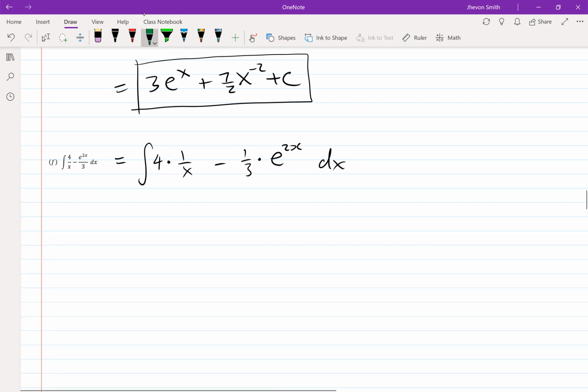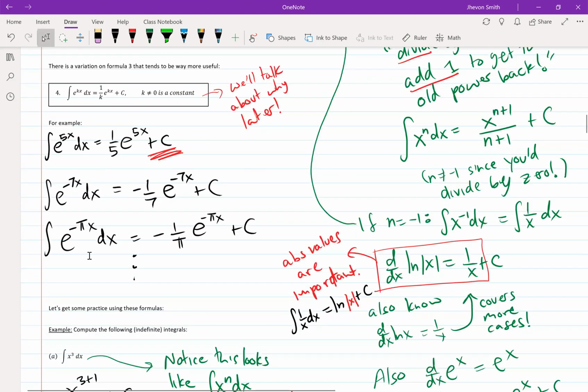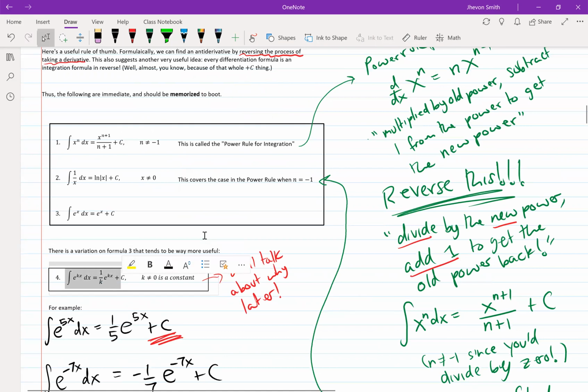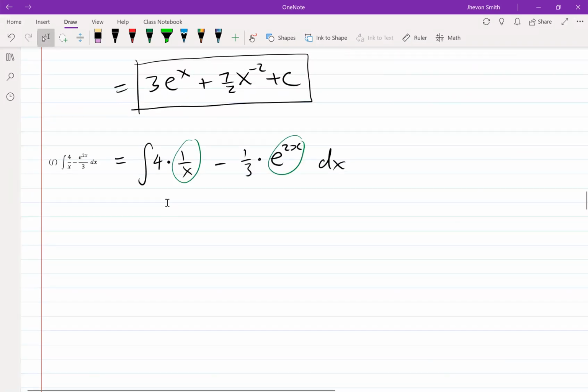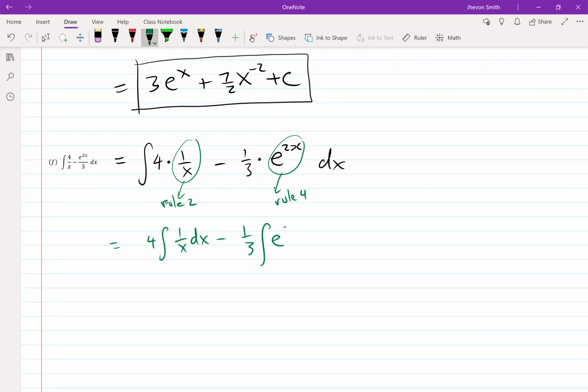And these guys, I have a rule for that, and I have a rule for that. This is e to a constant times x. We had a rule for that right here, rule 4. And this one is rule 2. So this one here is rule 2. This one here is rule 4. So again, I can think of this as 4 times 1 over x dx minus a third times e to the 2x dx. Don't have to write that down.